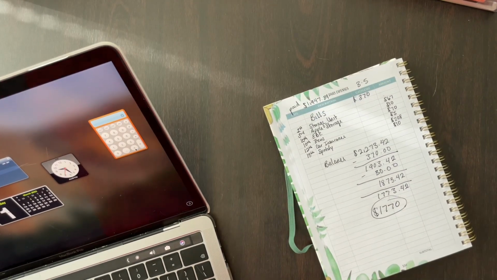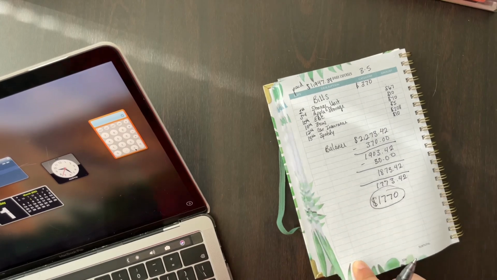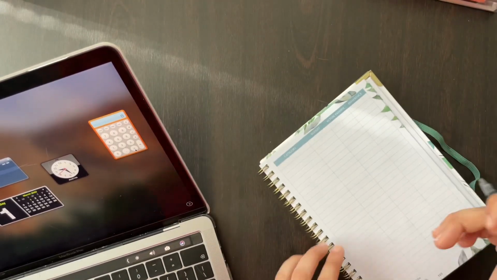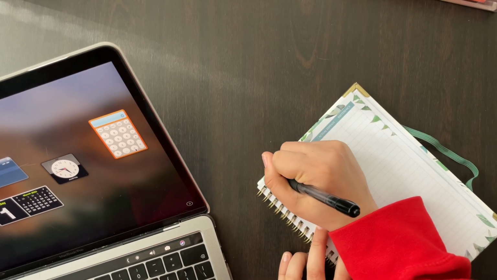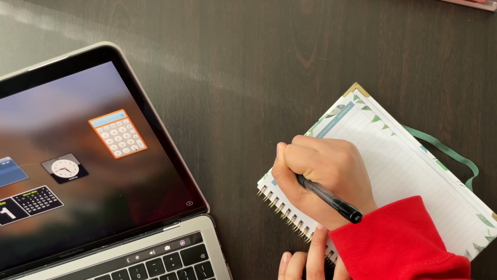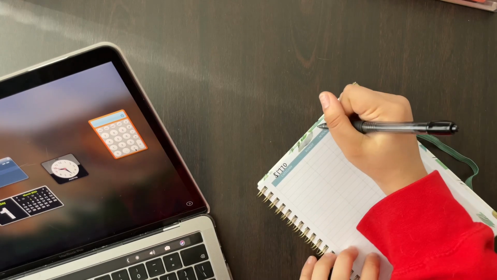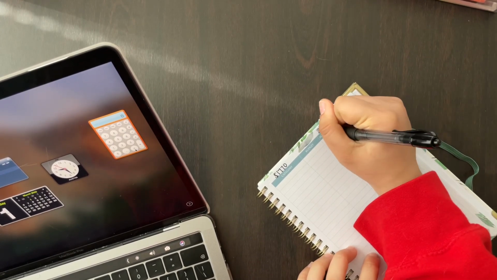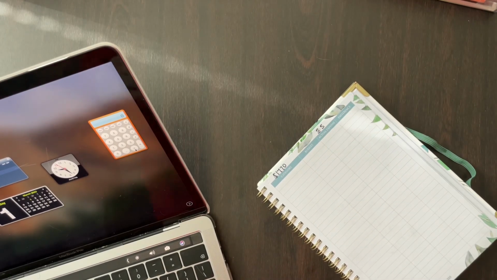And that's what we're gonna be doing. So I'm gonna go ahead and turn this over. And right here, I'm gonna write $17.70. This is for March 5th. Today is the 1st, but this will be for the March 5th check. And of course, I'm gonna need to keep this calculator up here.